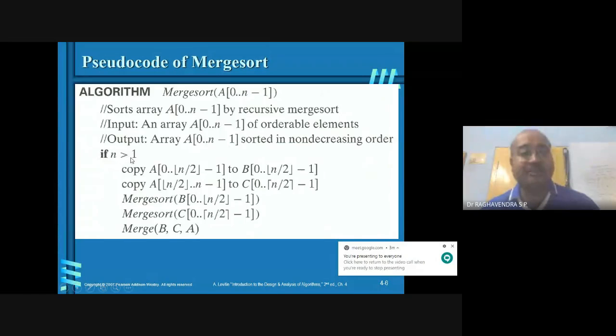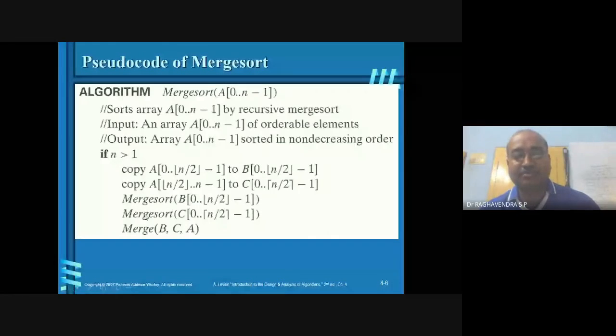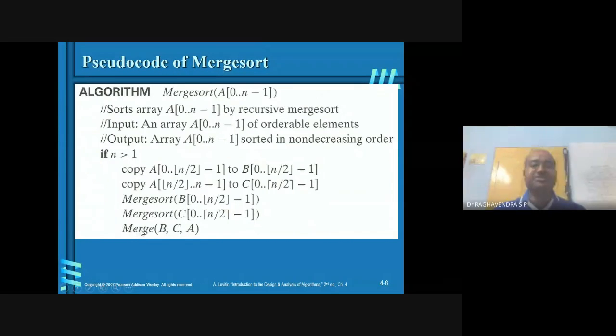copy A of 0 to n by 2 minus 1. This is the first half. 0 to n by 2 minus 1 represents the first half. You copy these values to the B array. Then the second half, n by 2 to n minus 1, to the C array. Next, you recursively sort the B array, merge sort from 0 to n by 2 minus 1. Then once you completely sort both B and C, you combine them into A using the function merge. You combine the B and C arrays into A.